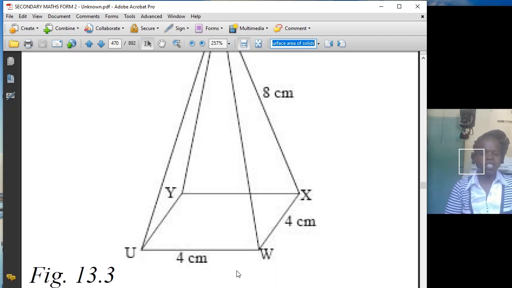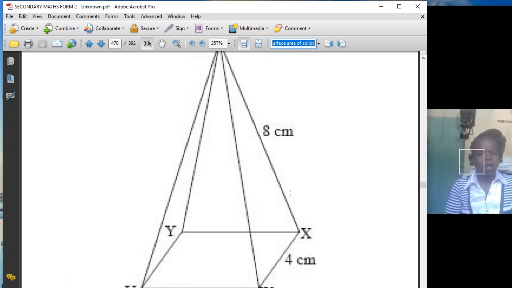The base is indicated as measuring 4 by 4. Finding the area of a square, 4 by 4, you get 16. Finding the area of the triangular faces. When it is square-based, it is easier. When you see it, you should start smiling because it requires less effort. You find the area of one triangular face, you multiply by 4 of them.